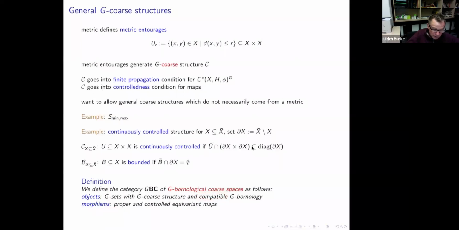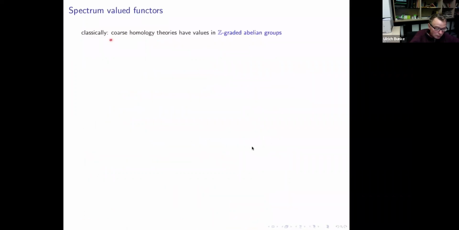Morphisms are just equivariant maps which are proper, so preimages of bounded subsets are bounded, and controlled, meaning images of entourages are entourages. So this is our category. The slogan is that coarse homology theories should be defined in this category. It contains proper metric spaces, but it also contains the other examples one wants to consider. Okay, there's the last point. Classical coarse homology theories usually have values in Z-graded abelian groups.